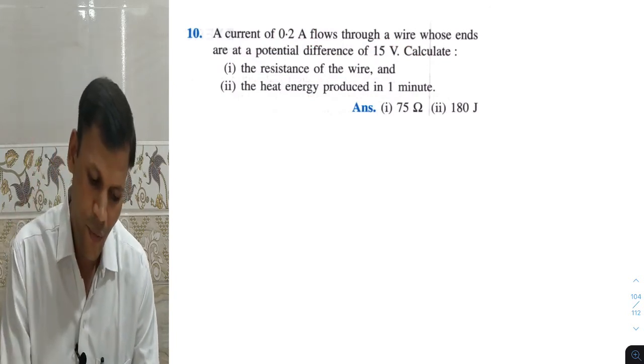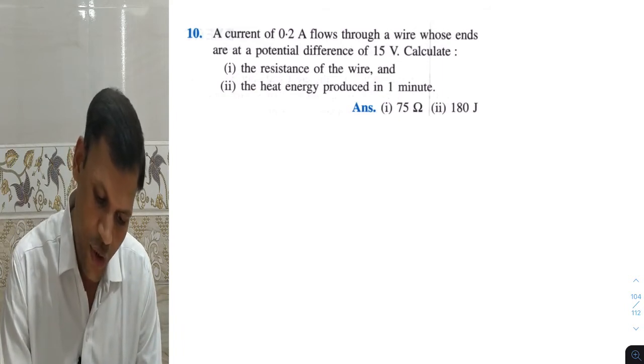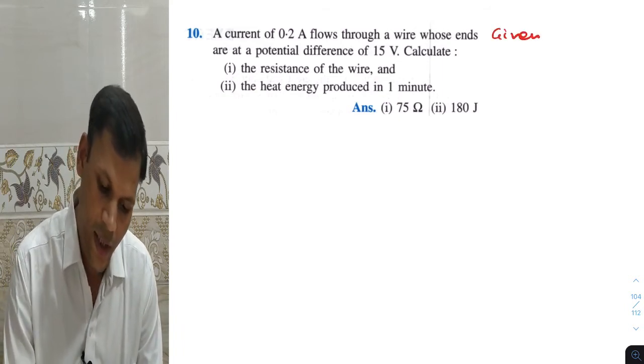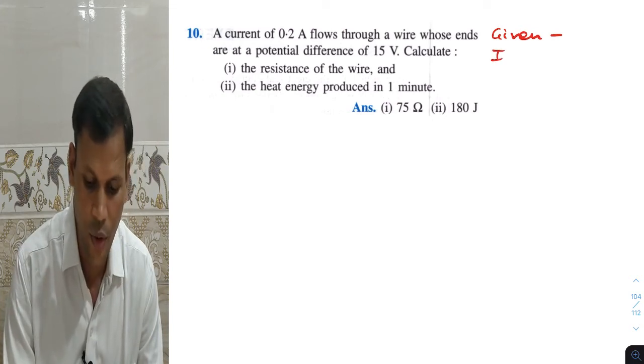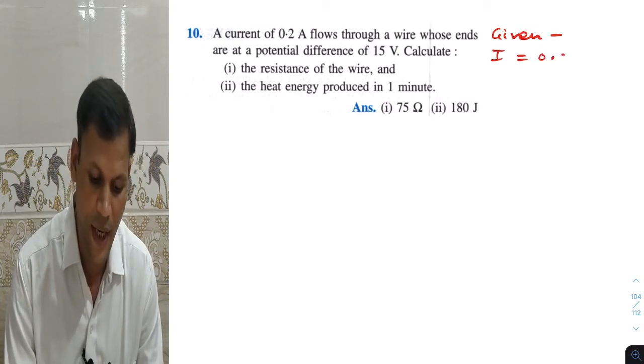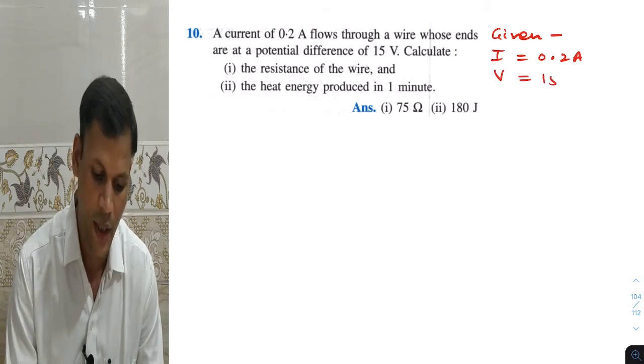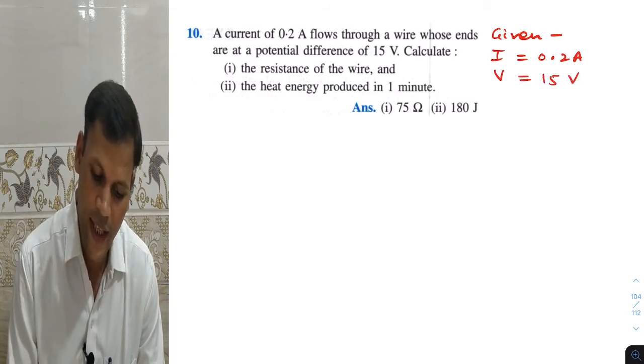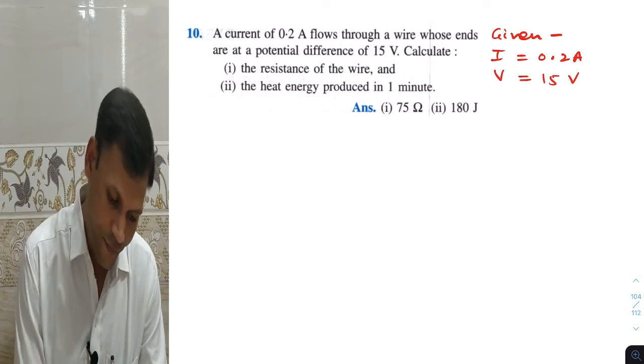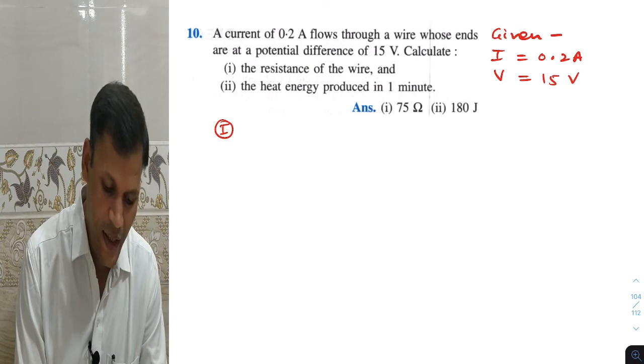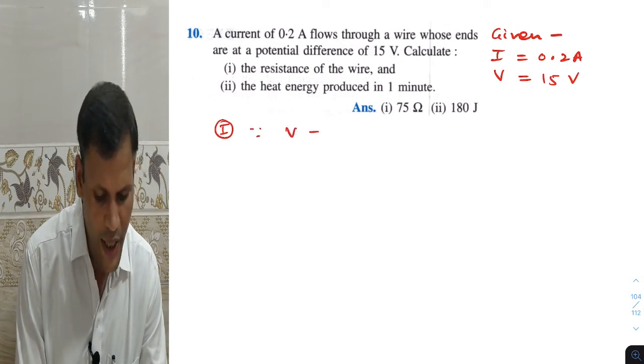So again we will write all the informations. So given part we have current I is equals to 0.2 ampere, potential difference V is 15 volt, and we have to calculate the resistance. So for first part we will have, since V is equals to IR, so R resistance is to be calculated.